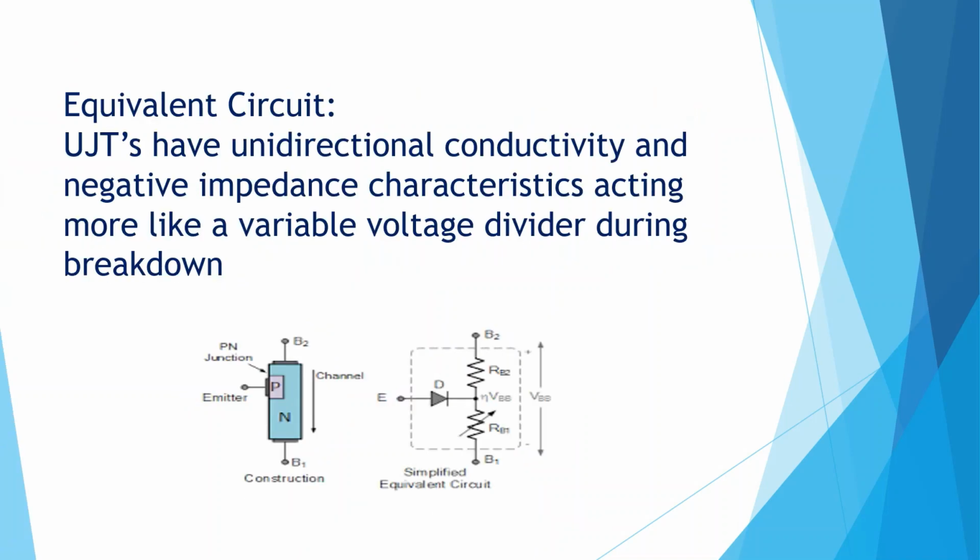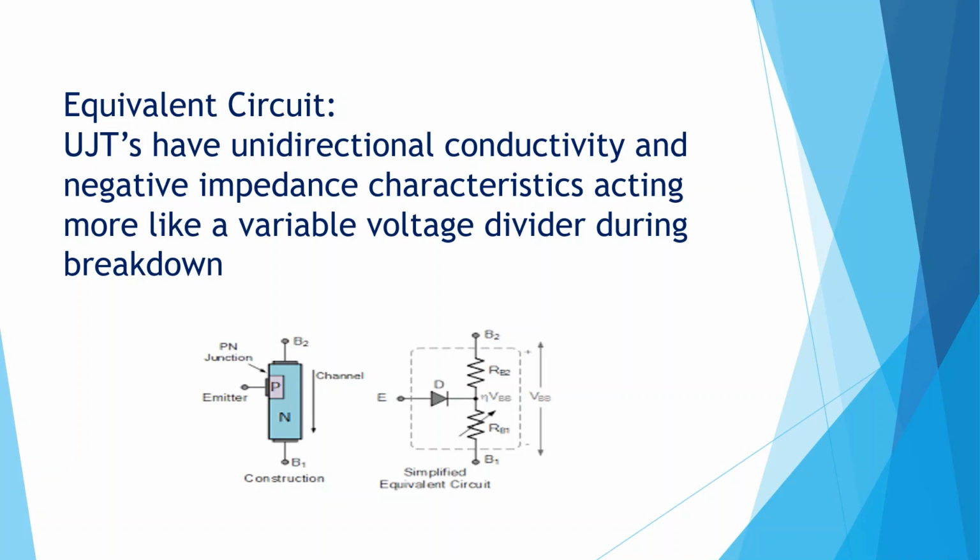UJT have unidirectional conductivity. That means current conduction is only in one direction, and negative impedance characteristics. That is what I have told you. Negative impedance means, see, in Ohm's law, V is equal to IR, right? So when the voltage increases, the current increases because they are directly proportional. But if the resistance is negative, the current becomes negative, and we can say that as the voltage increases, the current decreases. That phenomenon is called negative impedance characteristics.